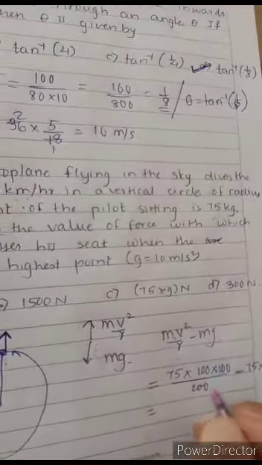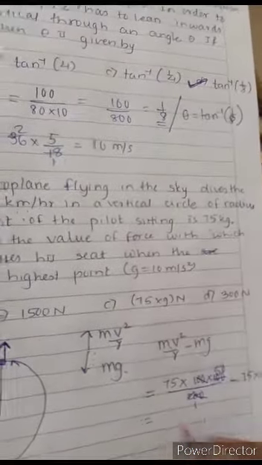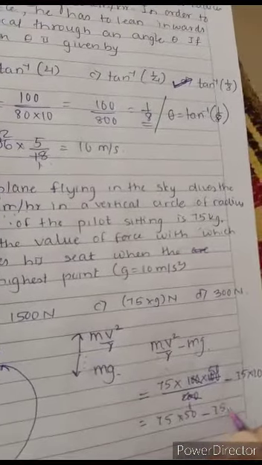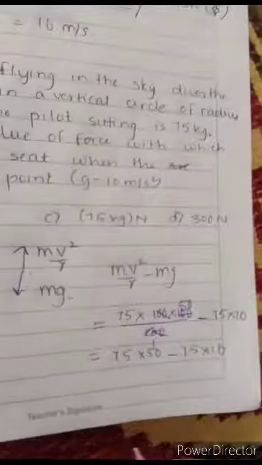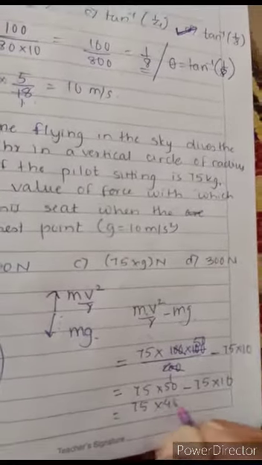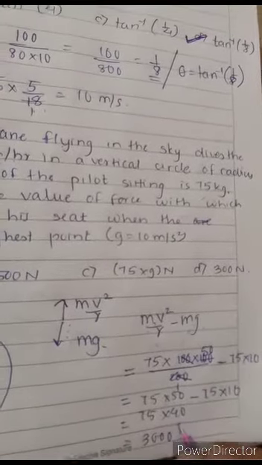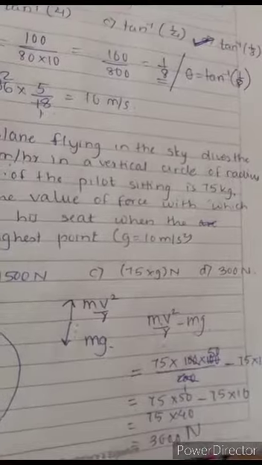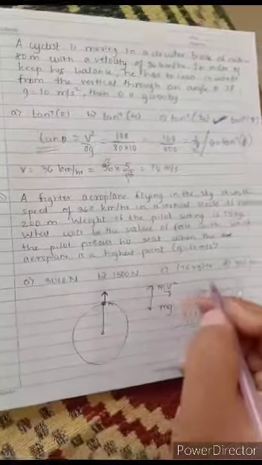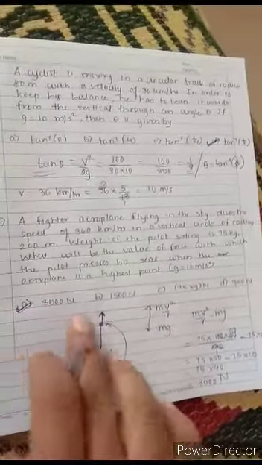So two zeros are cancelled, 2 ones are, 2 50s are. So 75 into 50 minus 75 into 10. Okay, so this will be 75 times 40, which is 3000. So 3000 Newton is the force which is acting upon the seat of the pilot who is sitting in the aeroplane. So let us check whether the option is there. Yes, we have the option 3000 Newton.